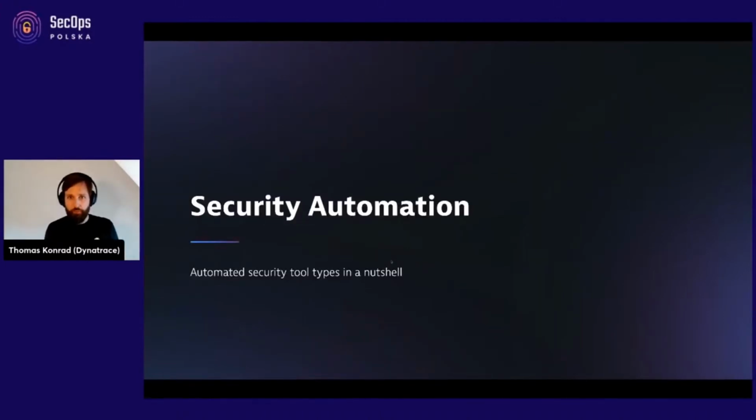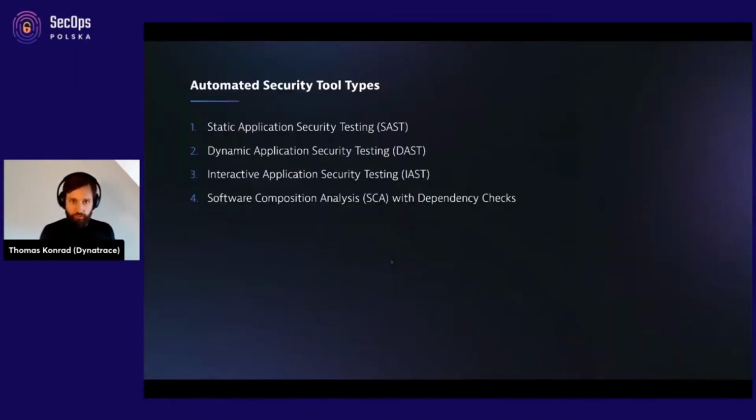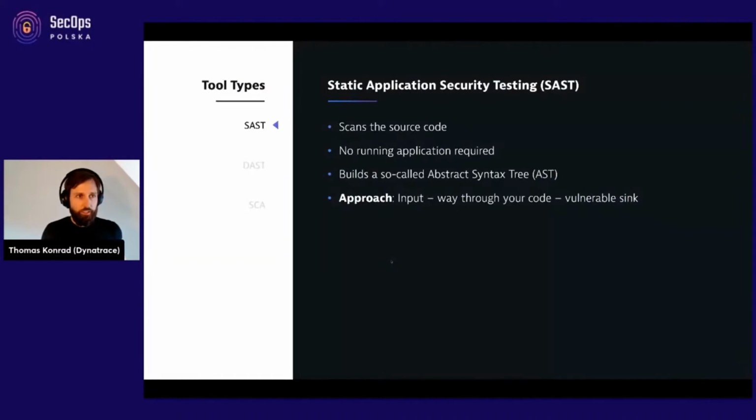Before we go into a better approach of how to solve this problem, I will very quickly, really very quickly, go into what tool types exist and how they work very roughly. So there's static application security testing, dynamic. I'm not going to go into interactive because that's a type of dynamic testing, and a bit of software composition analysis. So static application security testing scans the source code. It's not scanning your running applications. It scans the source code.